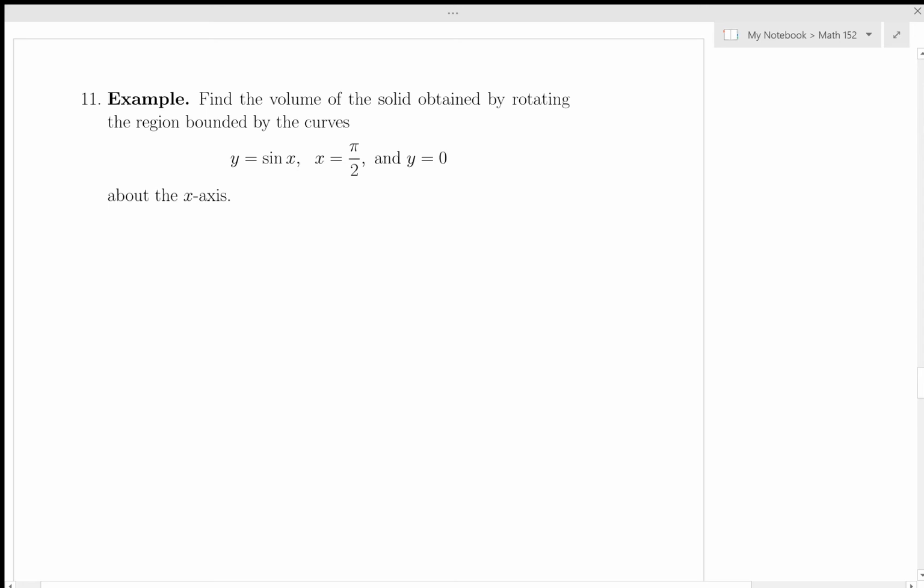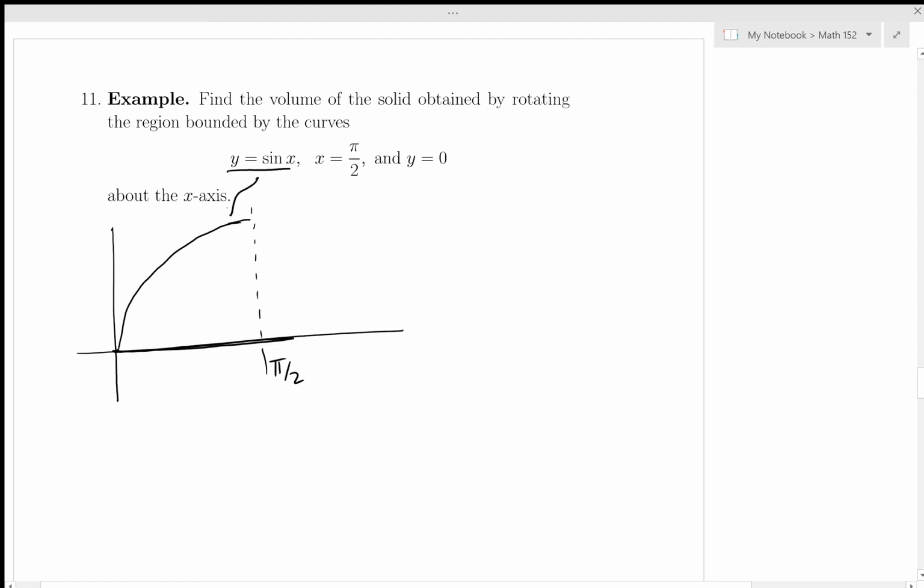Now let's get a picture of what this thing is going to look like. We'll draw our axes. We know we're going from y equals 0. So y equals 0 is this line right here, that's the x-axis. We want the line x equals pi by 2. Well, that's pi by 2. And then we want the sine function. And the sine function goes up like that between 0 and pi by 2. So this line, y equals sine x, is that line right there.